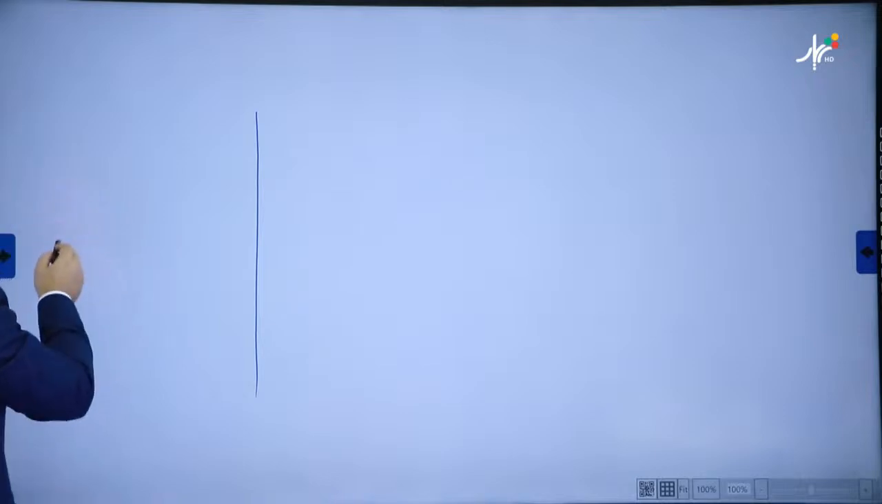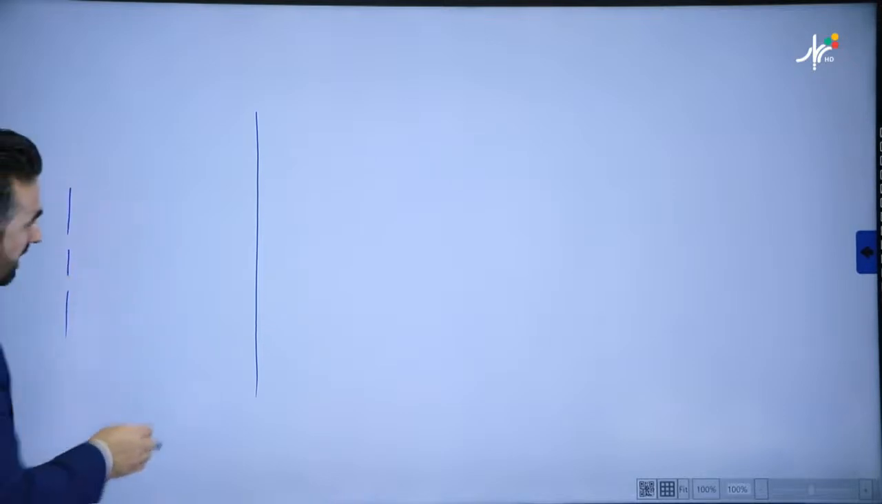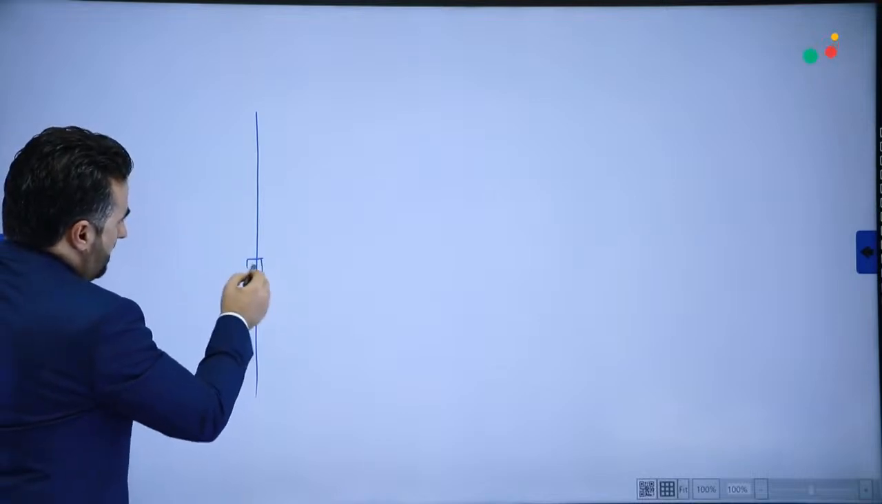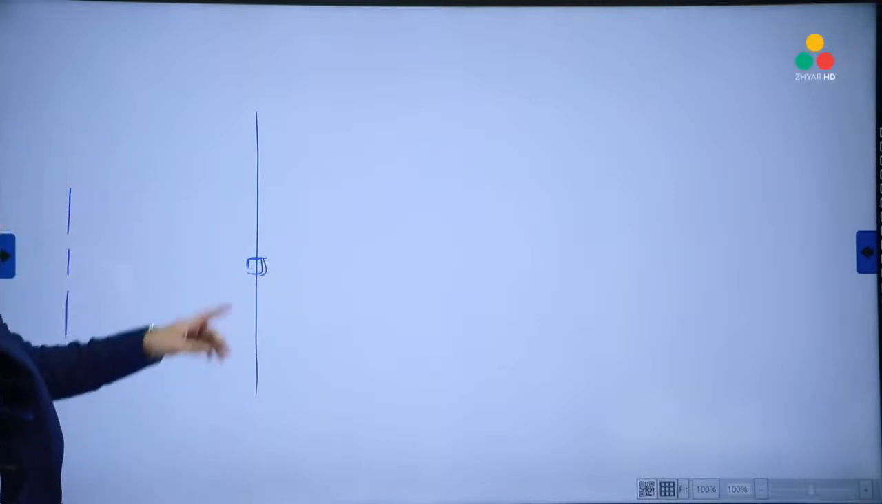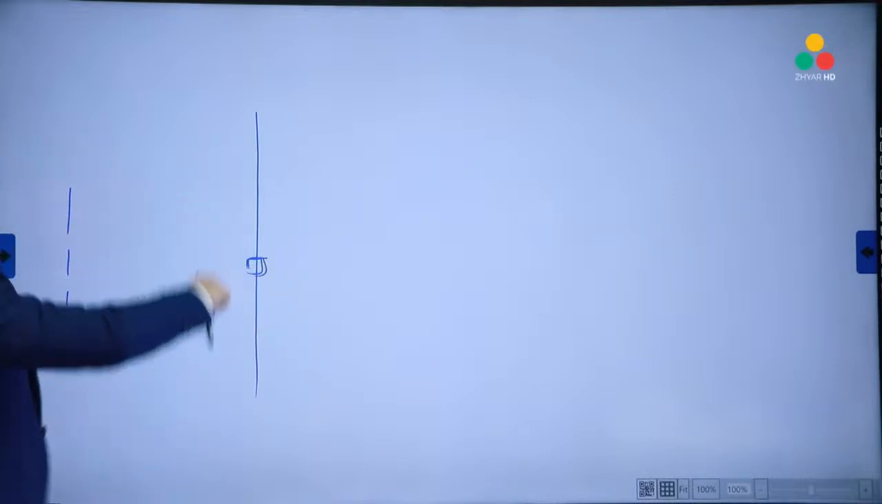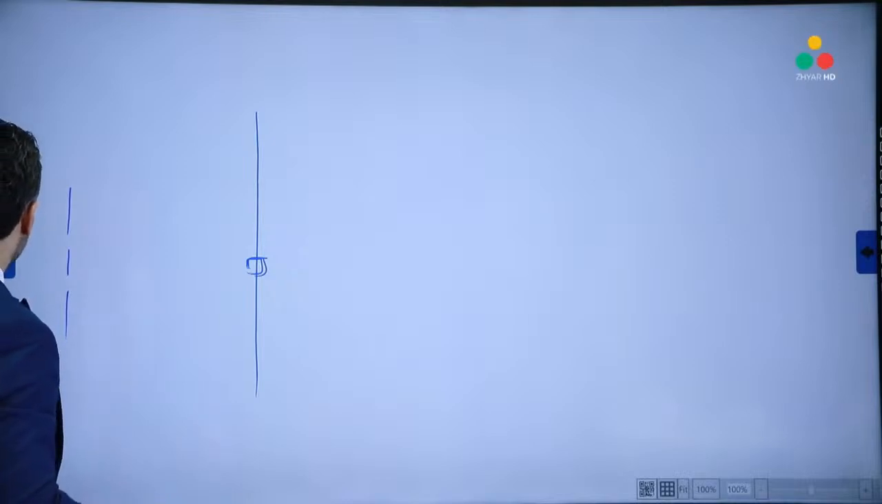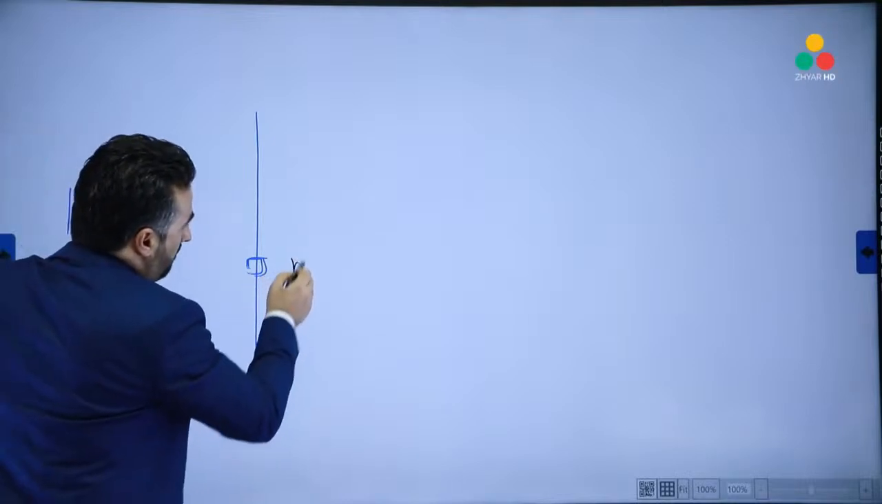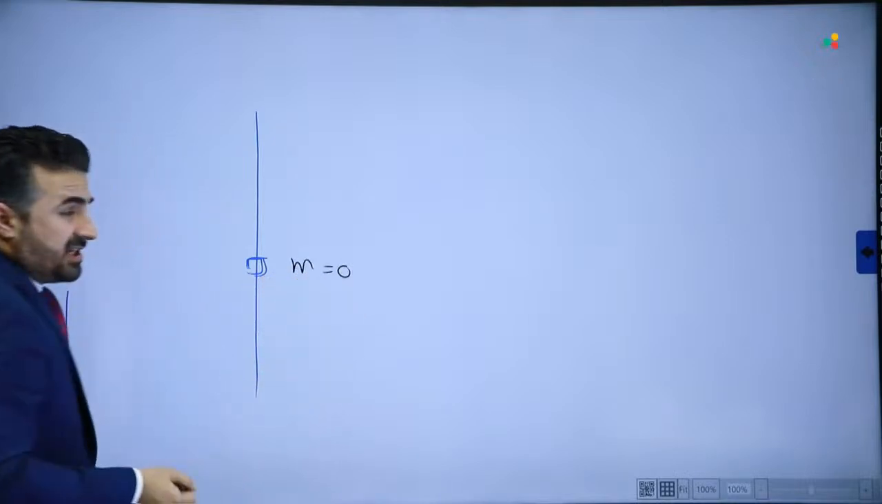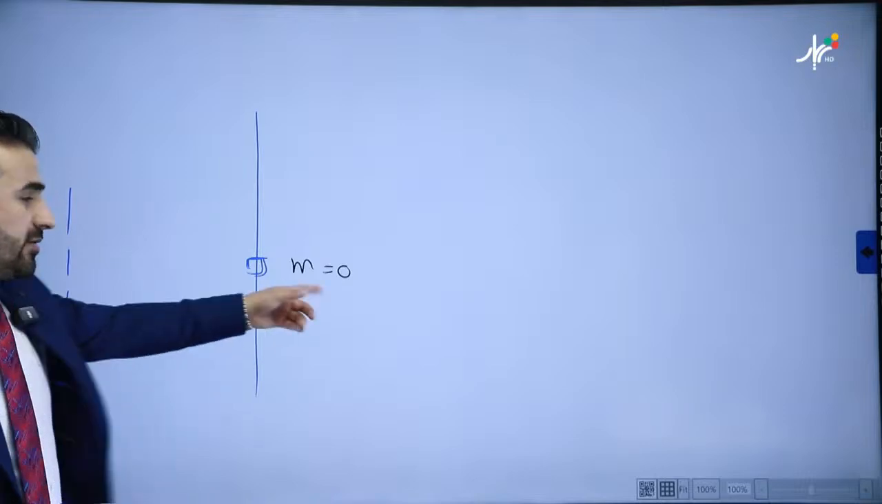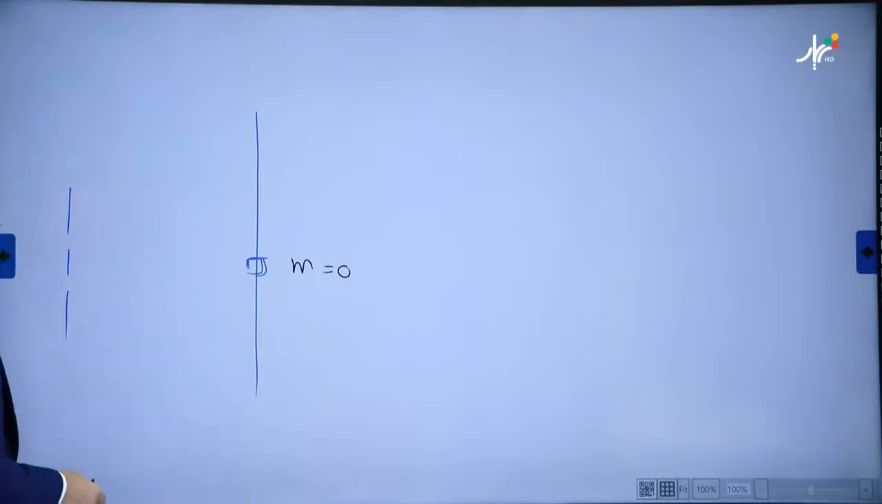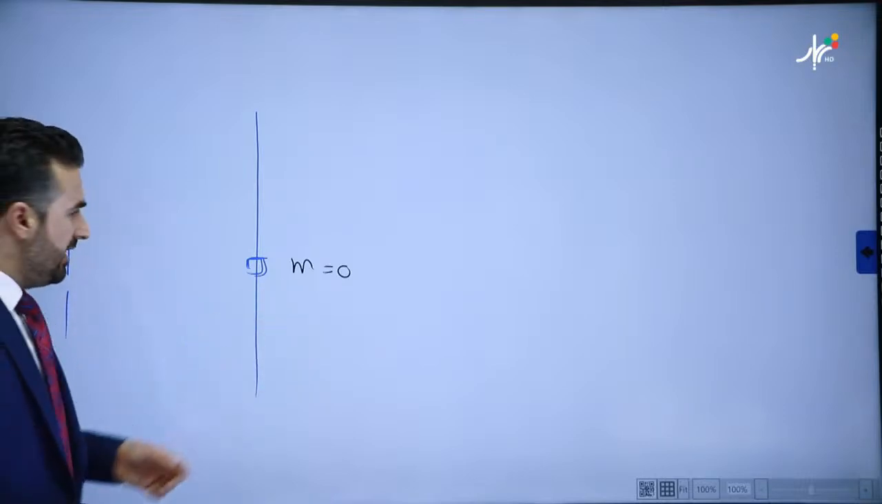So let's say this is the screen that we have, and this is the two slits that we have. This is the central maximum, that is the brightest among all the other fringes that we have. So we can call the brightest one m equals 0, that is the central, or the 0th order of maxima.